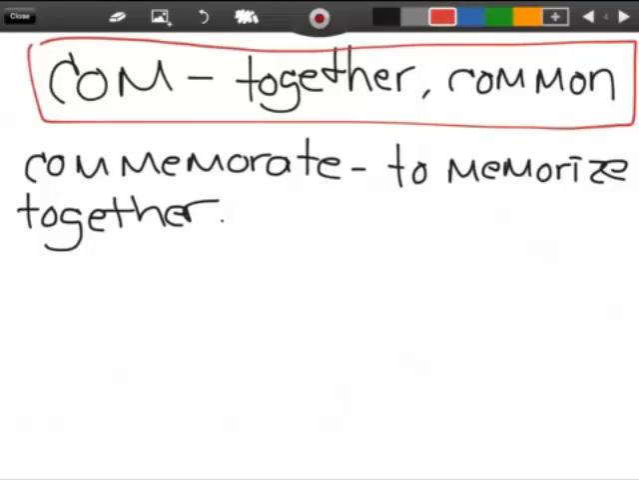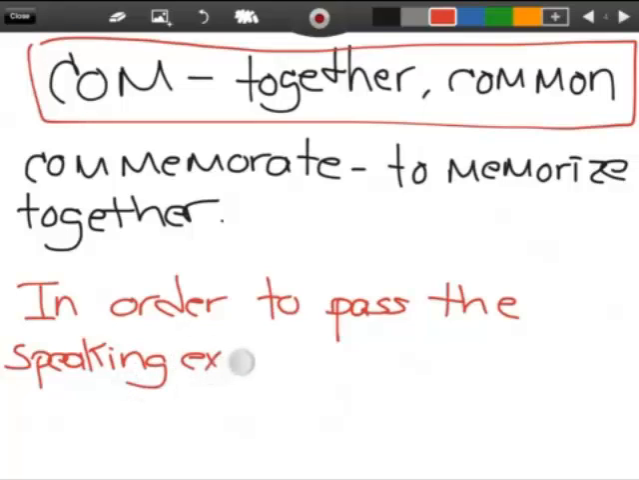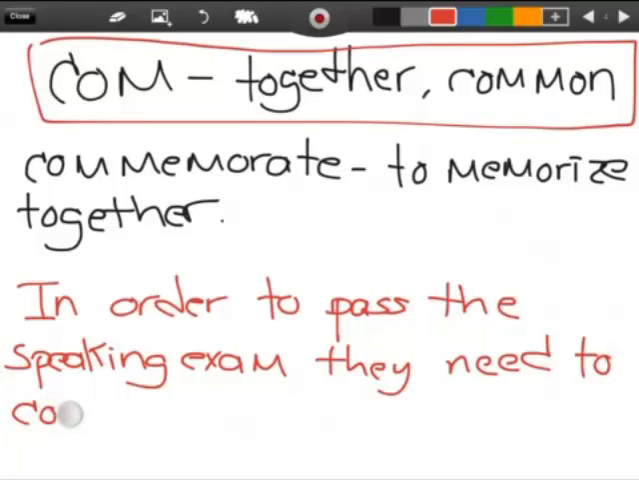And I'm going to use this in a sentence. In order to pass the speaking exam, they need to commemorate. Oops, sorry about that. Made a small error there.